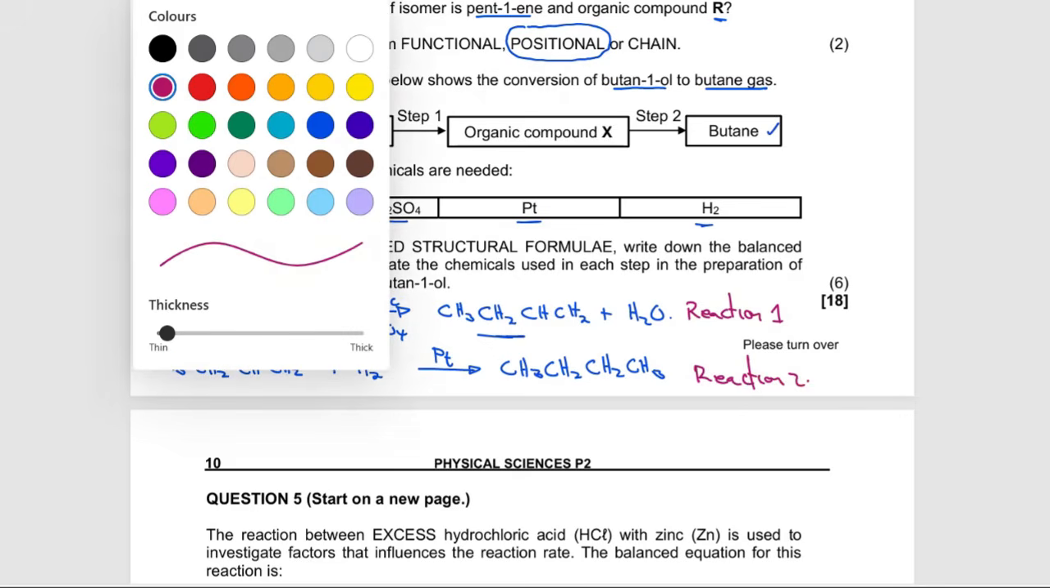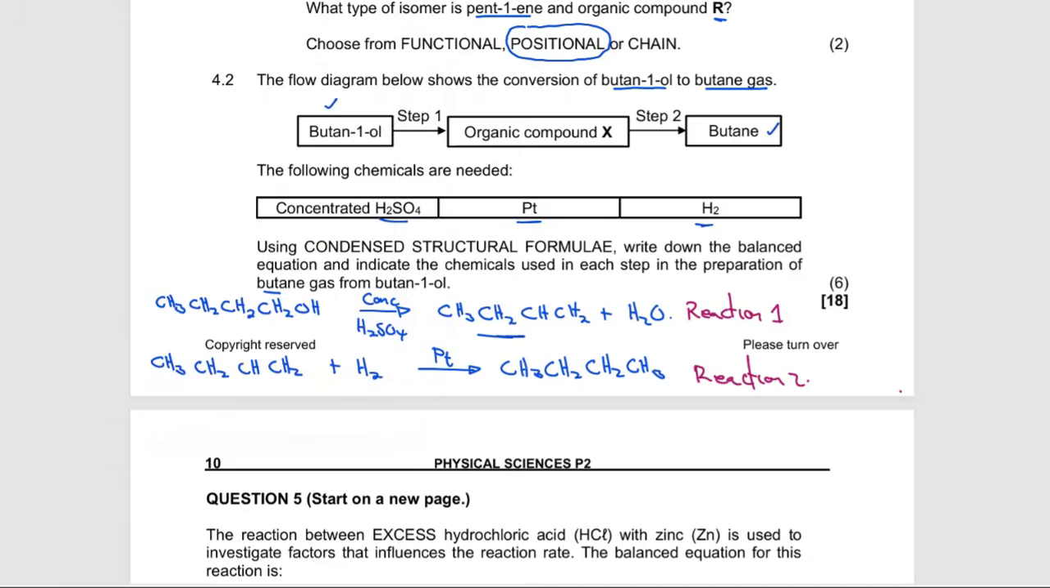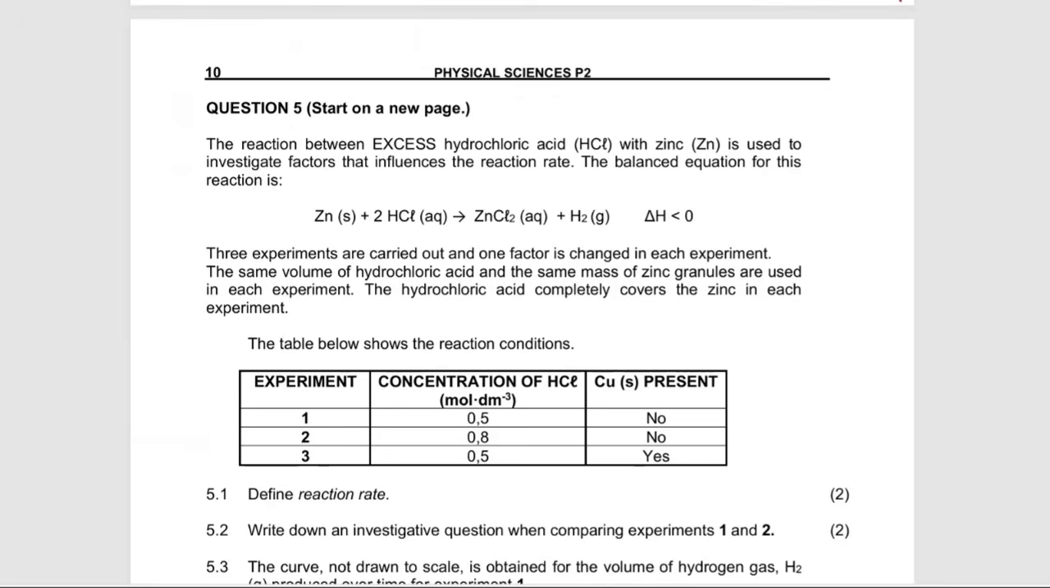So now moving forward to the next one, question 5 says the reaction between excess hydrochloric acid, HCl, with zinc is used to investigate factors that influence the reaction, right? So we're looking at the factors that influence a reaction, right? The balanced equation we're given is Zn plus 2HCl to give us zinc chloride, ZnCl2, plus H2. Then the reaction shows that it is an exothermic reaction, right?